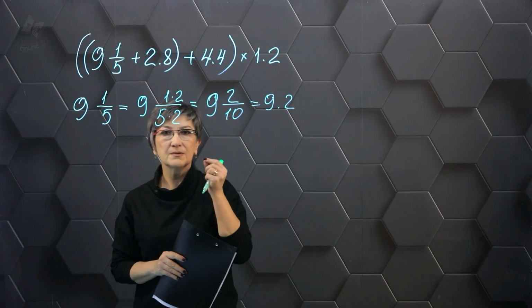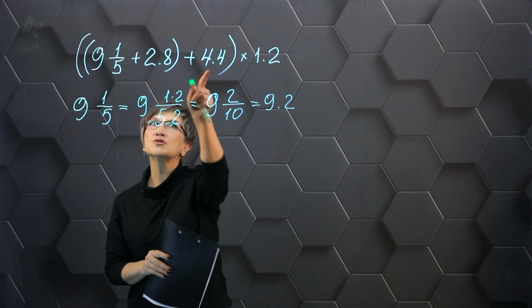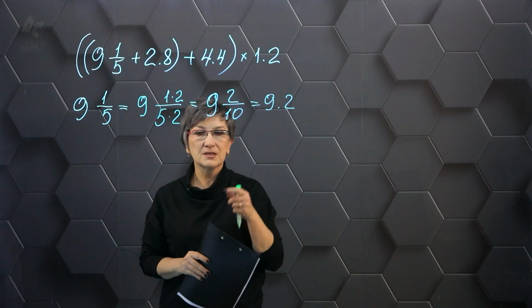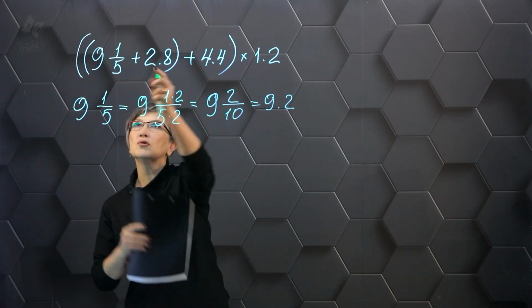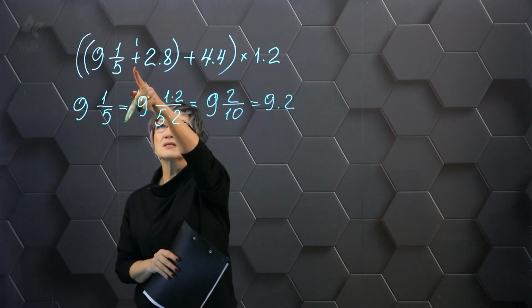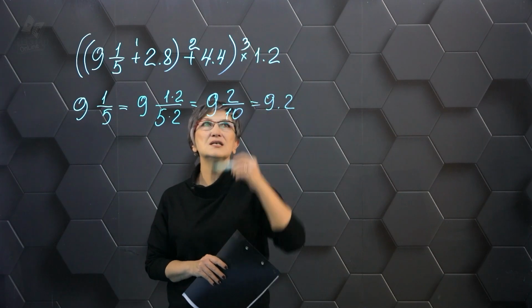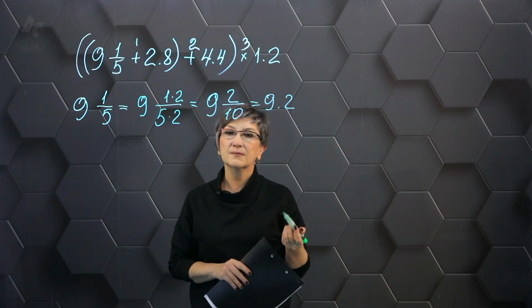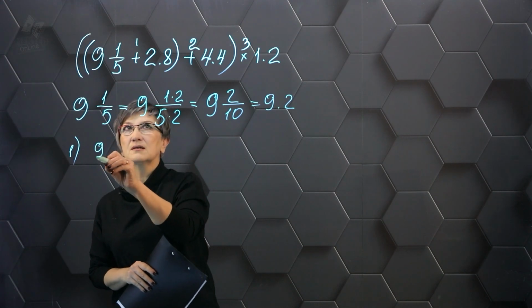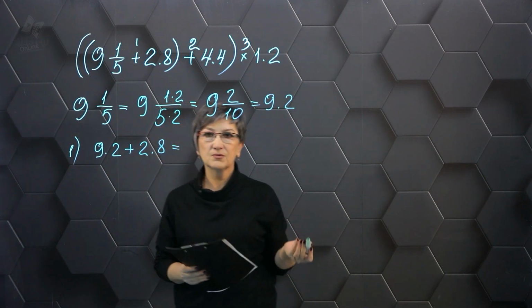The initial step is the action in the parentheses. But the thing is, there are two parentheses. So how do you choose which one comes first? The thing is that we have an inner bracket and then we have an outer bracket. So the first action is addition, then the second action, and the third action is multiplication by 1.2. And now we do the first action. What is the sum of 9.2 and 2.8?